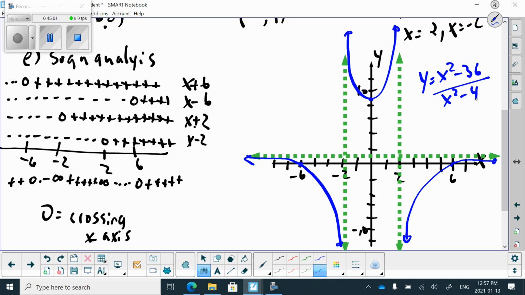Oh, and my y-intercept, I forgot to label that. I better get that on there too. Oh, I've got x-intercepts to label here. Holy cow. Lots of things to not forget.